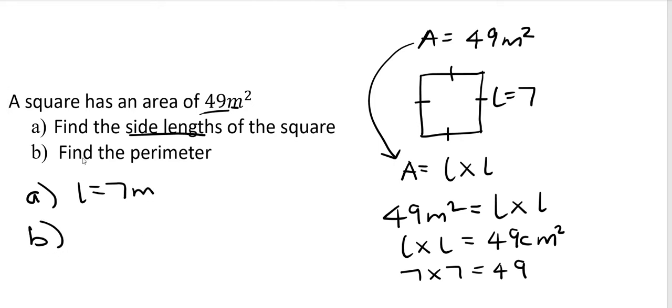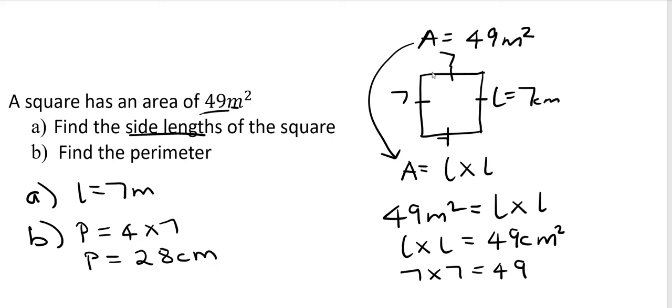Now for B, find the perimeter. Now that we have found the side length, the perimeter is simply adding up all the sides. There are 4 sides with 7 meters. So you can go 7 plus 7 plus 7 plus 7. Or I can say P is equal to 4 times 7. So perimeter will be equal to 28 meters. Okay, we have found perimeter, which is length. So don't put a square there. We haven't found area, we have found length.